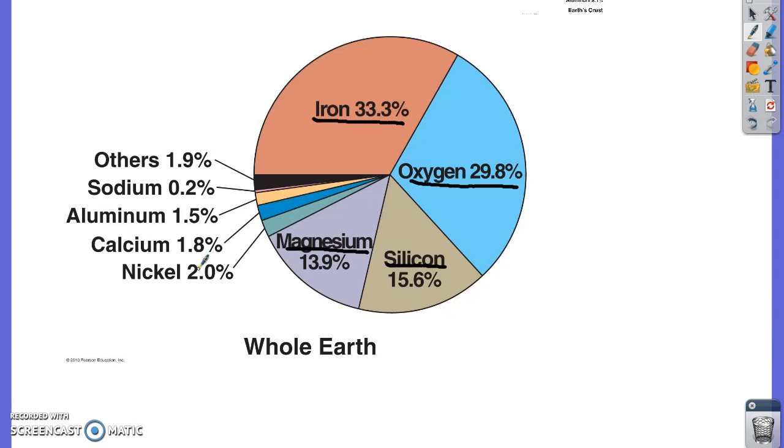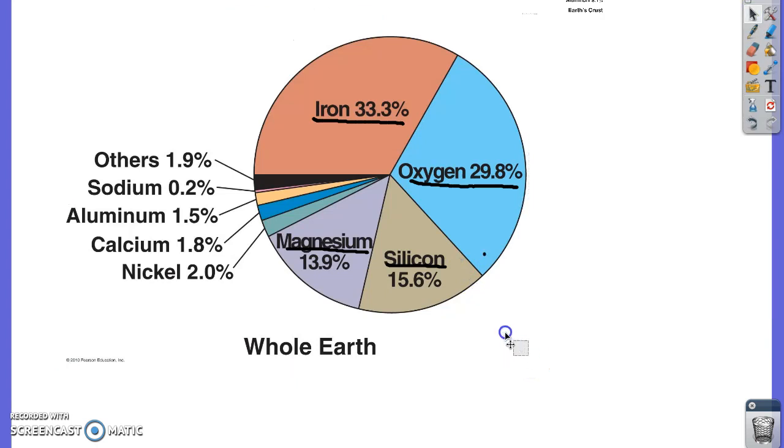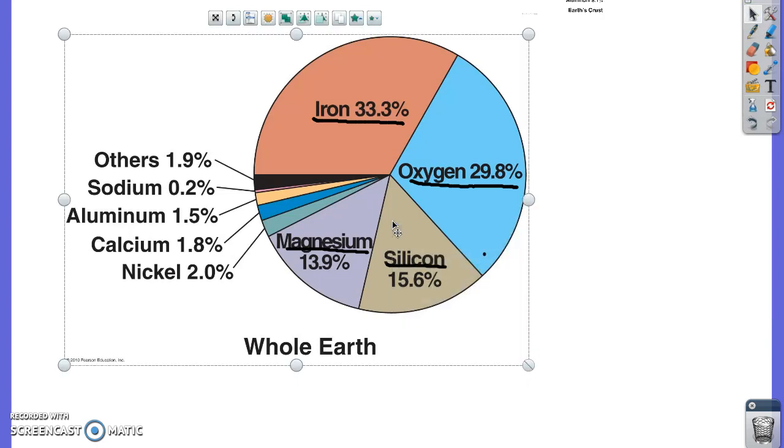So even though we have 90 different ingredients, metals and nonmetals, to make things out of on Earth, by and large, and by a far margin, only a few of them make up the bulk of the Earth. All right.